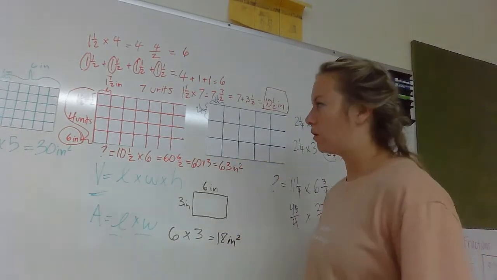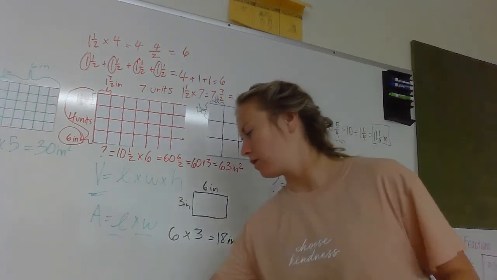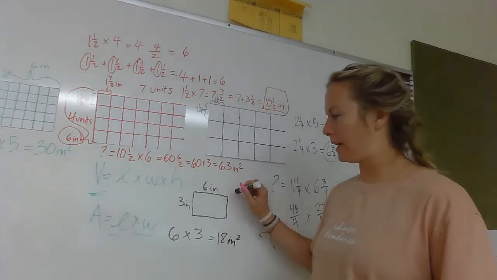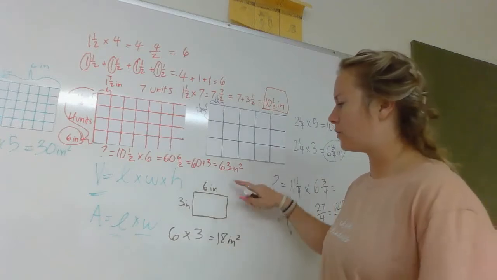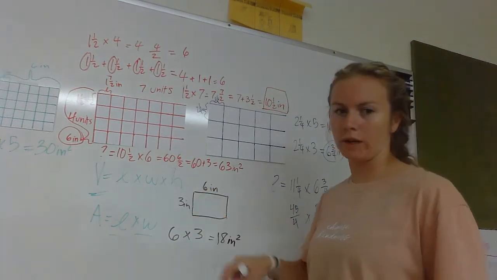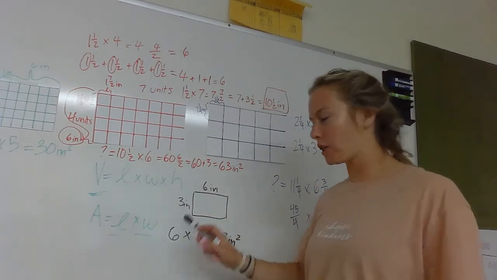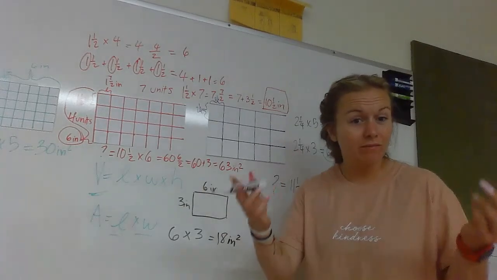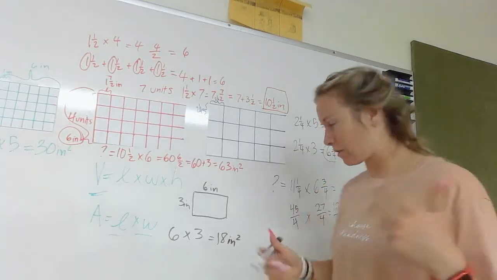Okay, so now what I want you guys to look at is, remember this one where I didn't have a grid or anything, I didn't have the square units. I just knew that this was the length and this was the width. I didn't have to do any work there. I just multiplied the dimensions and I got my area. What if we did it just like that, but with our mixed numbers, our fractions?